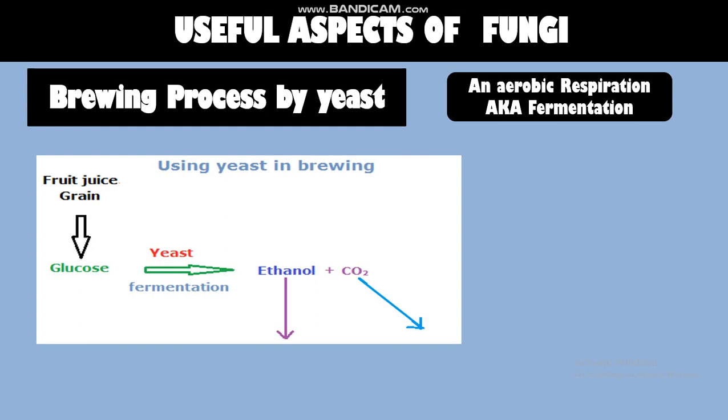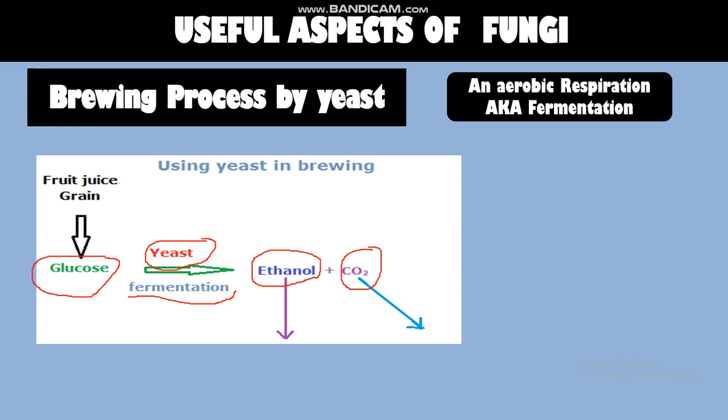Another useful aspect of fungi includes brewing process, also performed by yeast. This is an anaerobic respiration process and is also called fermentation. Look at this simple reaction. During brewing process, glucose, which is a form of sugar, is used by yeast and is fermented or broken down to produce ethanol and carbon dioxide.